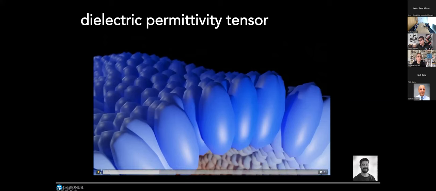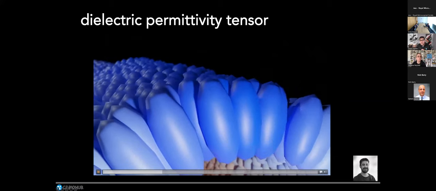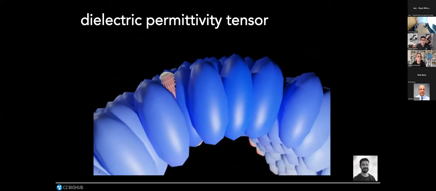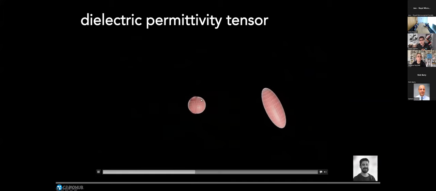And permittivity is simply the square of the refractive index. So we have this permittivity tensor, and now we can decompose it into an isotropic component, the magnitude of anisotropy, and its 3D orientation. So if we measure the permittivity tensor or its components, we can read out the properties of the structure.